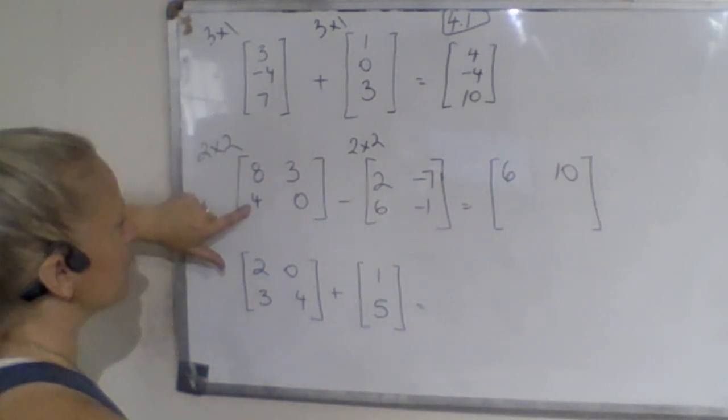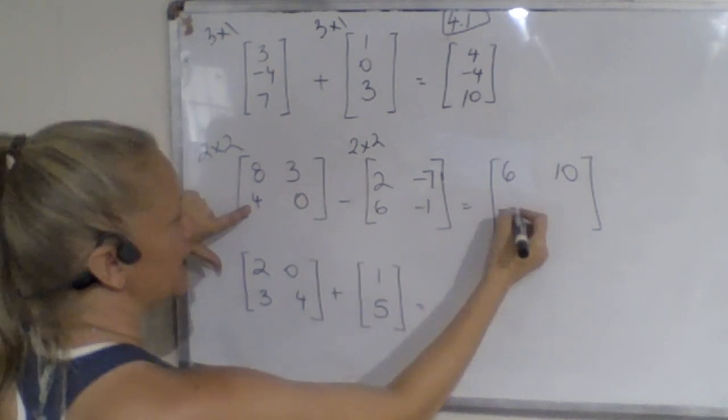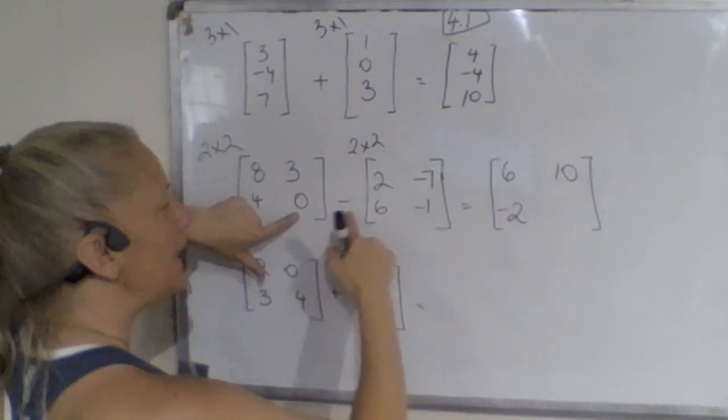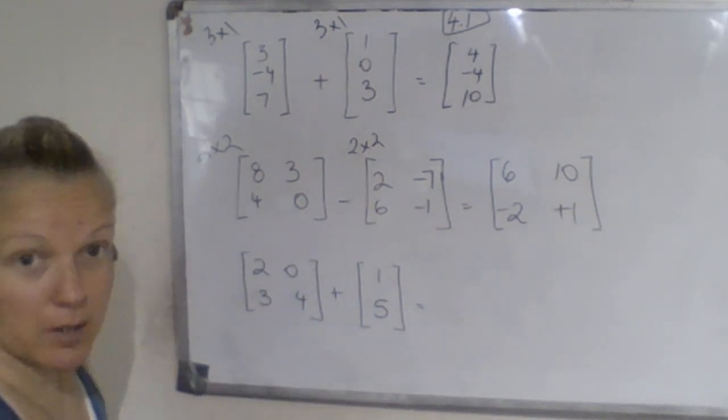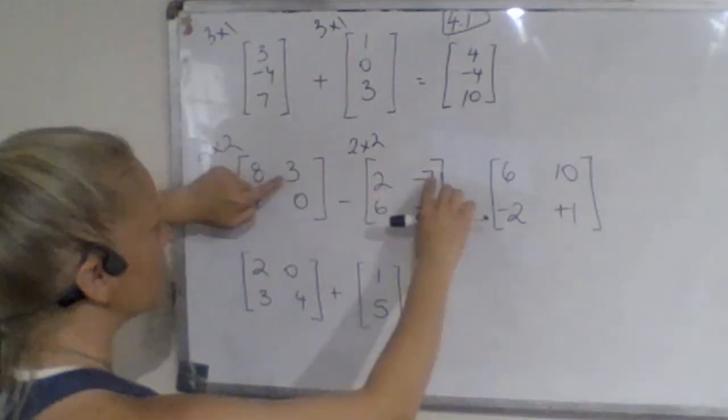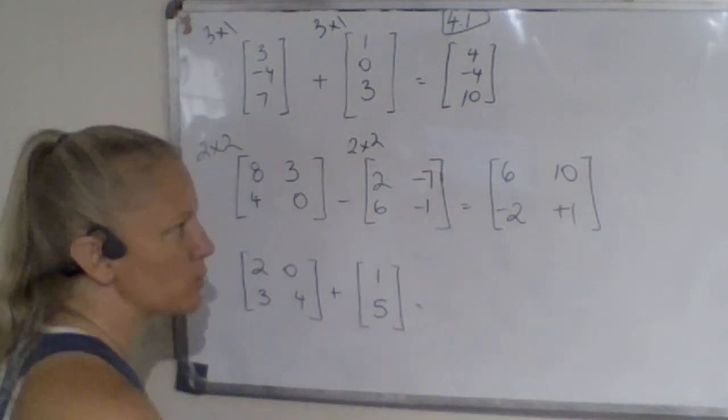Let's move to the bottom. 4 minus 6, negative 2. 0 minus 1, positive 1. Why? Minus 1 is a positive 1. So we just go term by term, and we either add or subtract whatever I need to do.